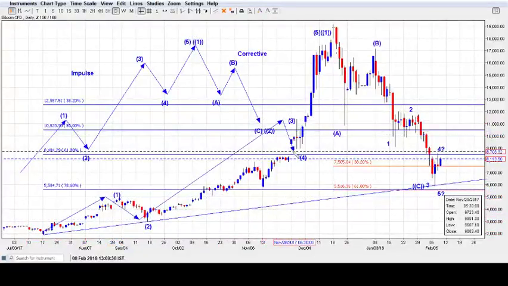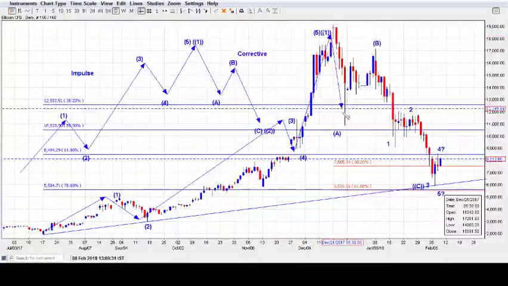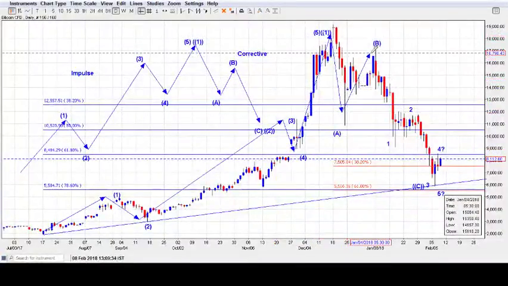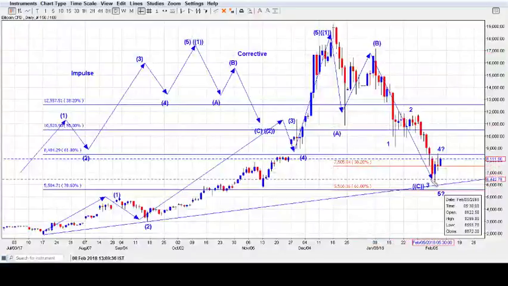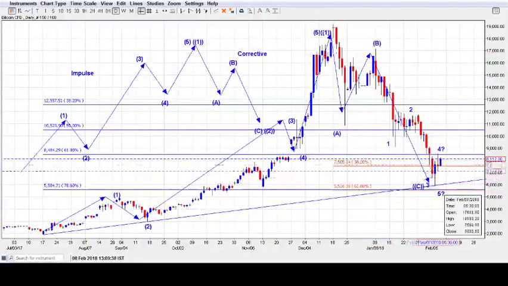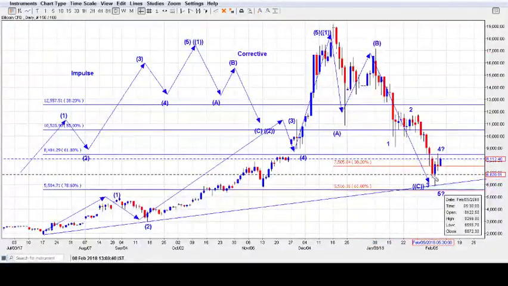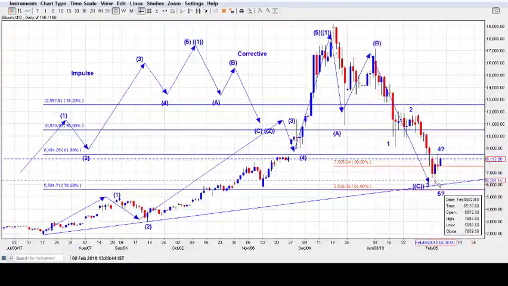So that was 5 waves impulse followed by 3 waves corrective drops. The next should be an impulsive rally. It remains to be seen whether it's going to continue from here or maybe one more low.